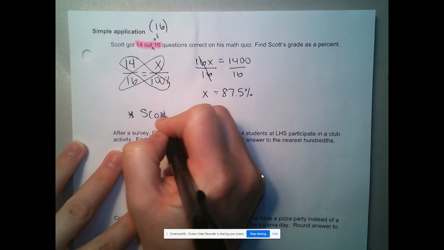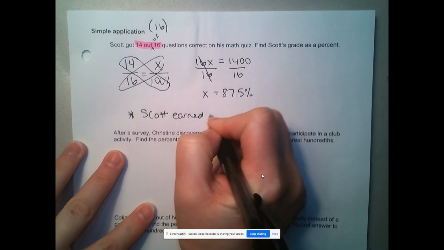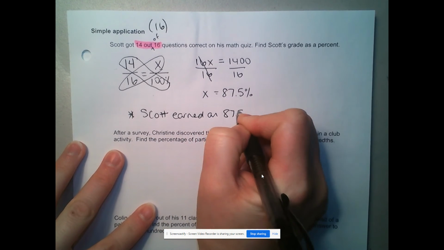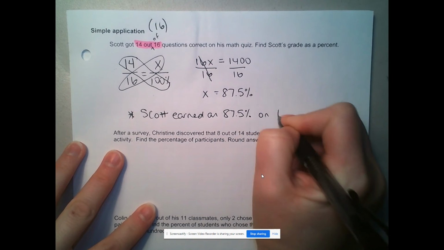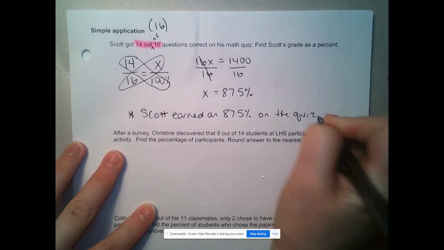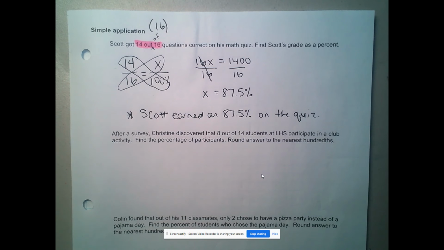Scott earned an 87.5% on the quiz. And then you would be done when you have your short phrase or short sentence for the answer. After a survey, Christine discovered that 8 out of 14 students at LHS participate in a club activity. Find the percentage of participants, round answer to the nearest hundredths.